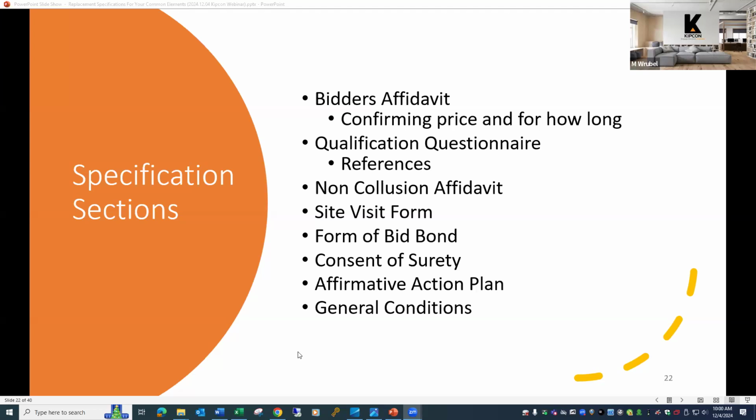There are some other items here. Qualification questionnaire for references. We do include that in the bid. However, you're never going to get a bad reference. However, I will tell you that I have had communities that have taken that reference list, and they've gone, and the board has driven around to look at these various projects to see for a particular contractor whether they like the outcome of the project. So we do ask for that.